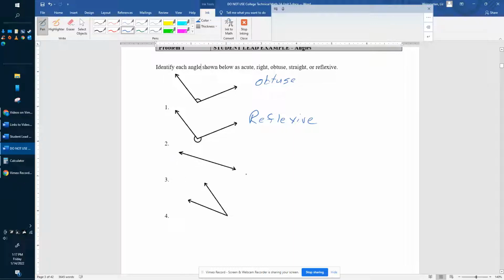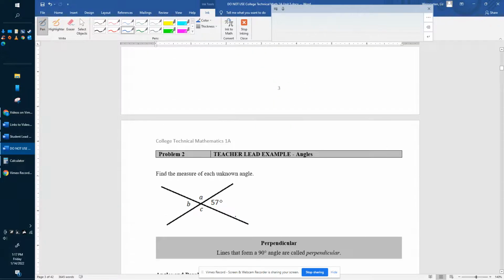This one doesn't even look like an angle at all. It's a straight line, so it's a straight angle. The angle right here, it doesn't show, but they are talking about this angle right here. This one is acute. I always was told by my high school math instructor to remember the difference between obtuse and acute. Acute things tend to be small, so an acute angle is a small angle.